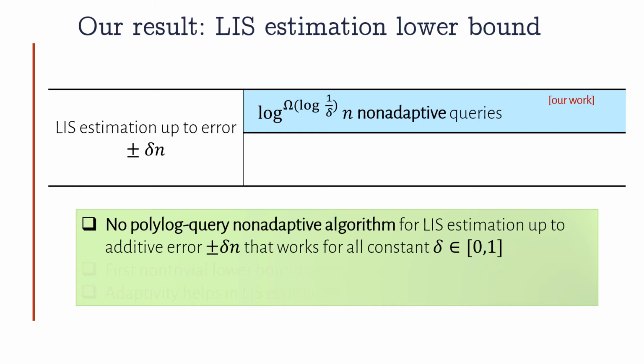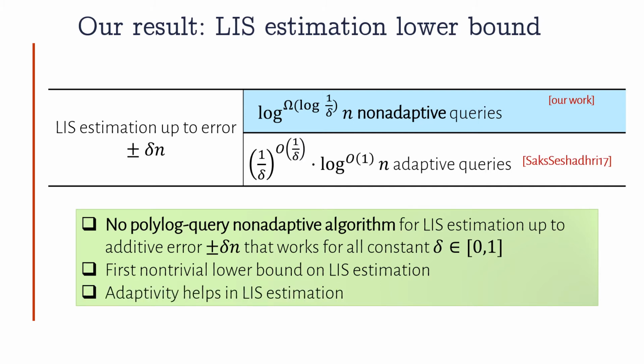Our first result is a lower bound on LIS estimation. Essentially, it says that no non-adaptive algorithm that makes polylog n queries can estimate LIS up to an additive error of plus minus delta n for all constant delta. This is the first non-trivial lower bound on LIS estimation.